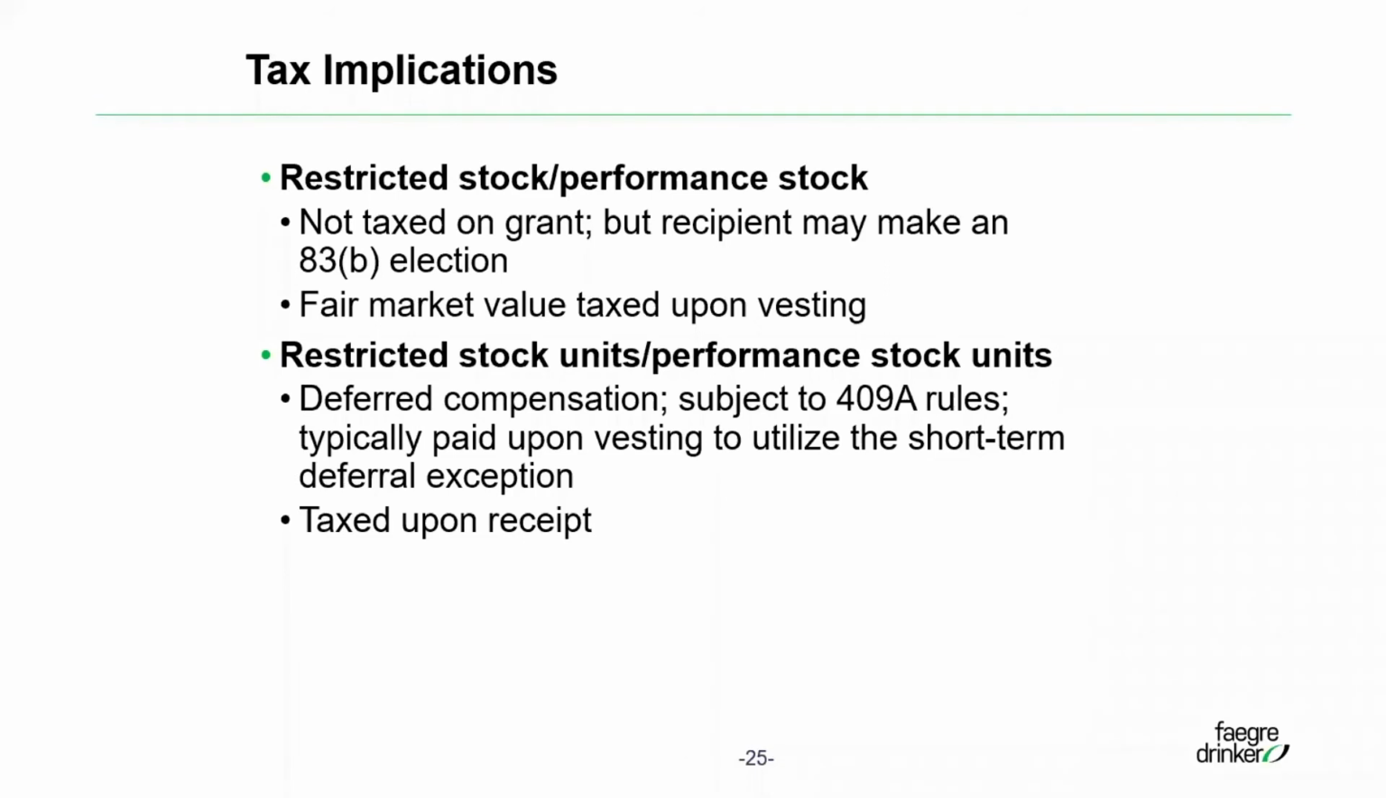The other type of grant that is provided for typically in an omnibus plan is a restricted stock unit award, or what's called a performance stock unit award. And the difference between a restricted stock unit and a restricted stock award is that a restricted stock unit is just a piece of paper that you get at grant, as opposed to restricted stock where you actually get the shares at grant.